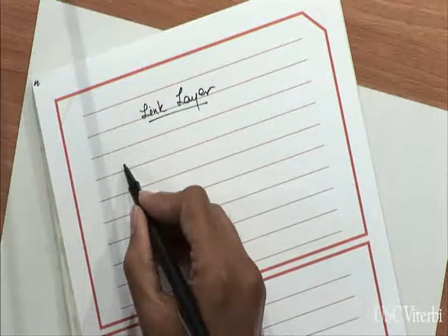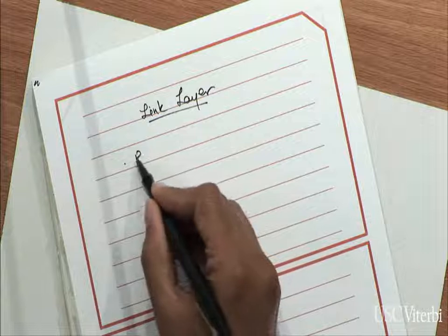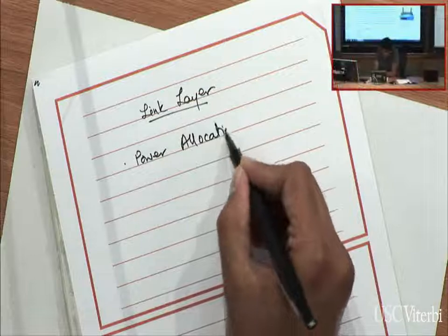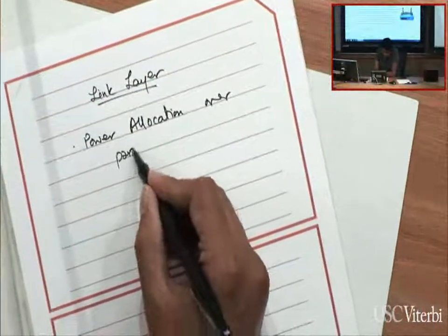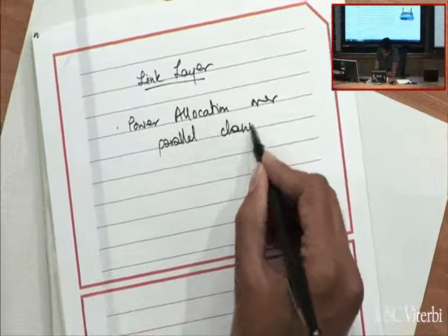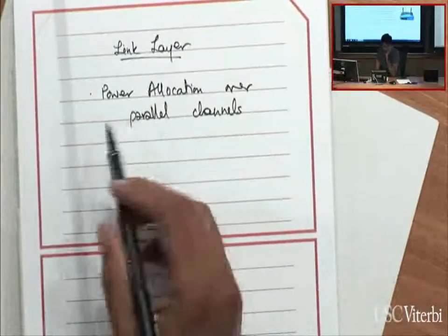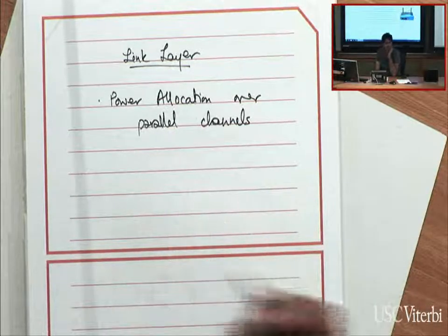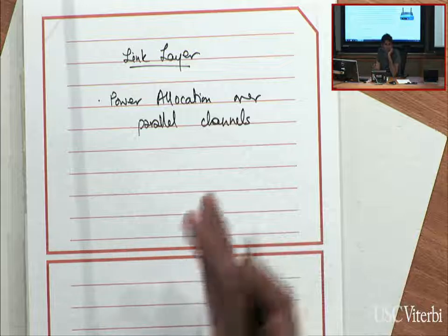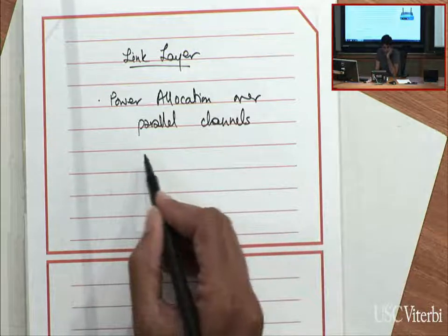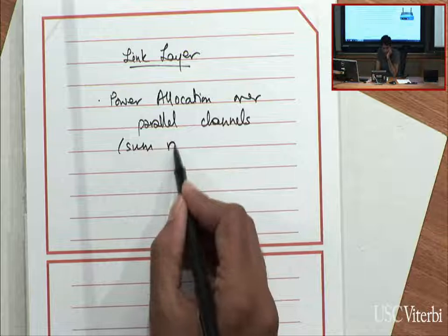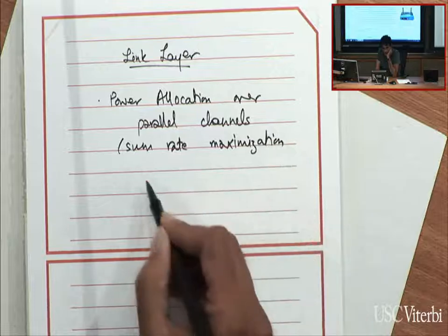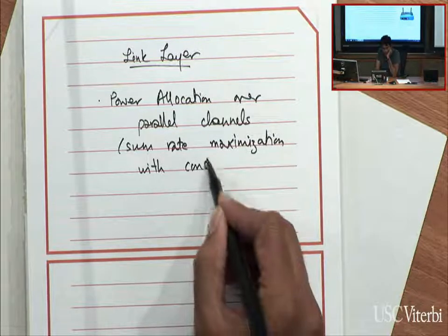So we started with looking at some problems of power control. Actually, before that even, power allocation over parallel channels. And you can really think of this as a resource allocation problem. And the example we gave was maybe for OFDM, and you have multiple users, and you're deciding how to allocate powers to those users. And you're trying to do, for example, sum rate maximization with constrained power.